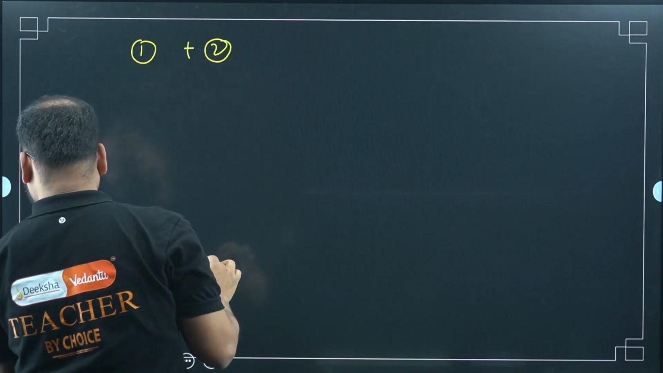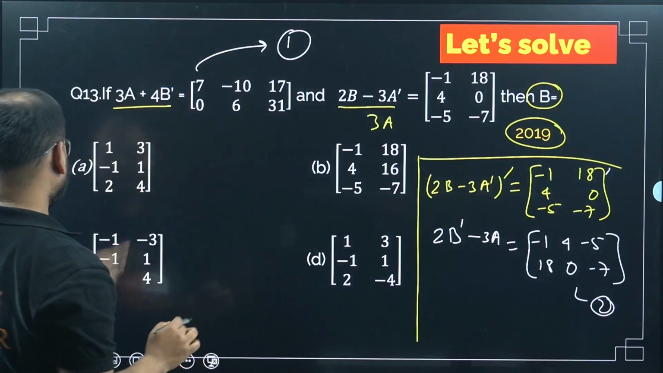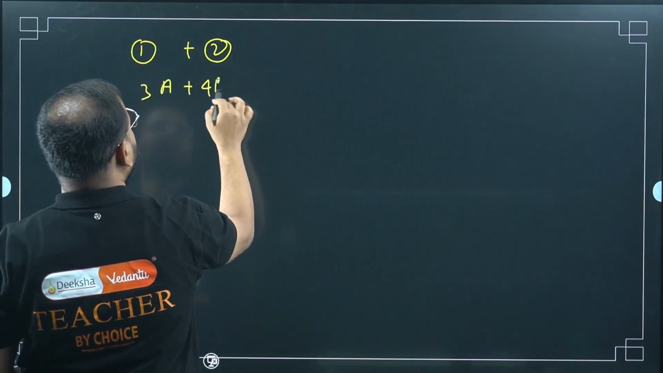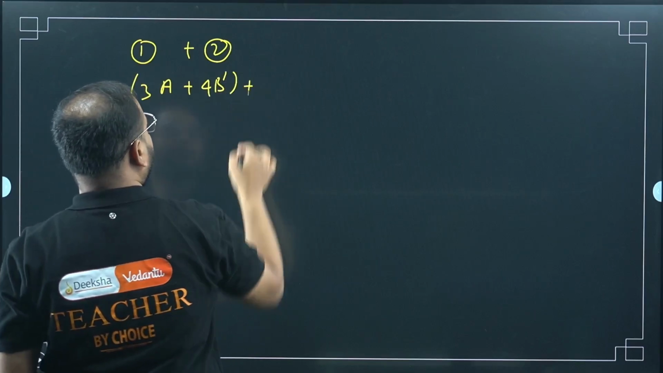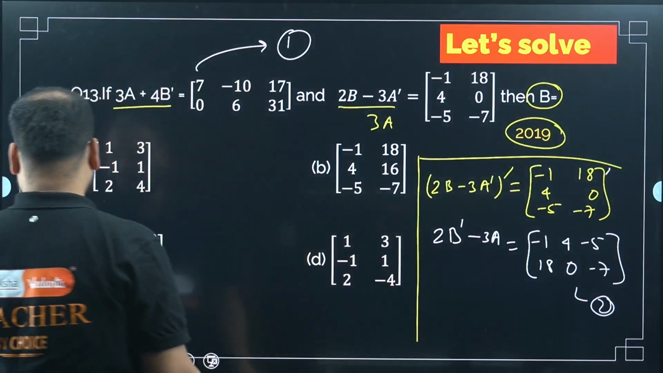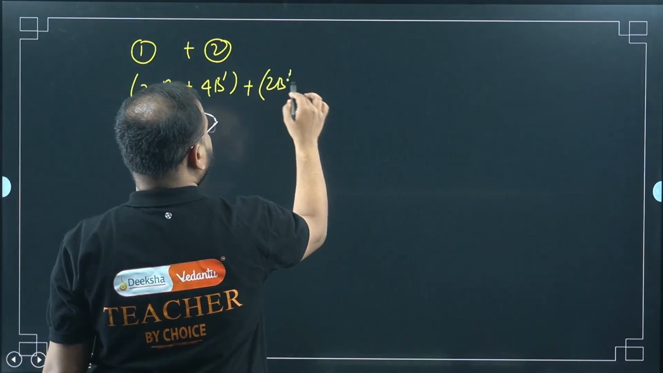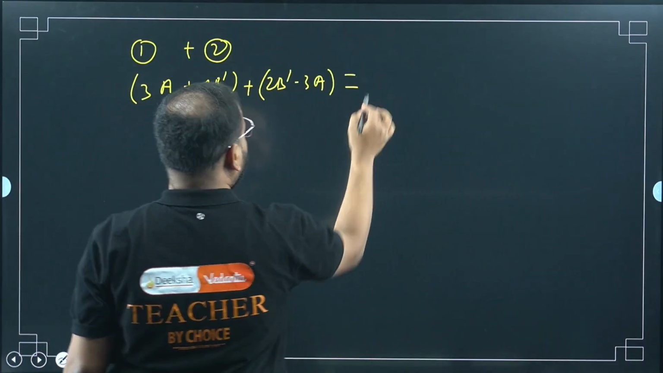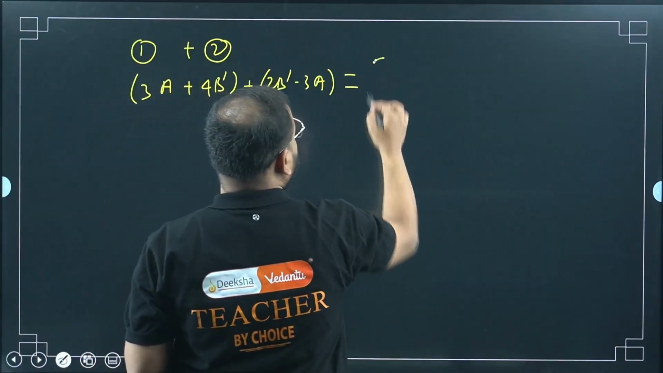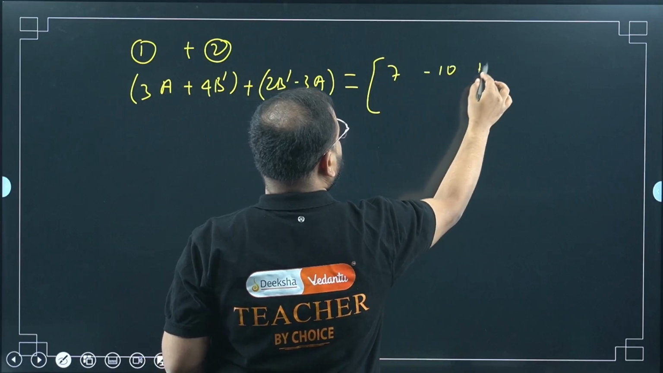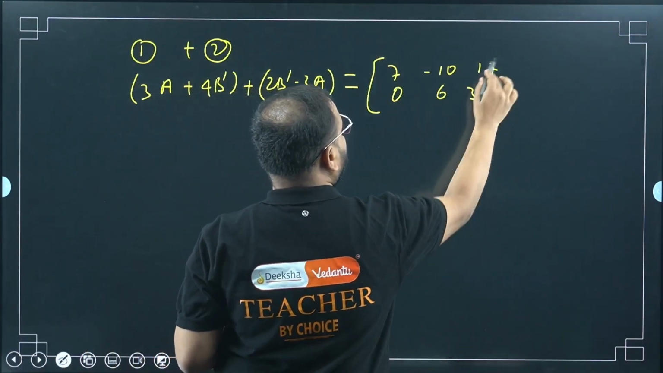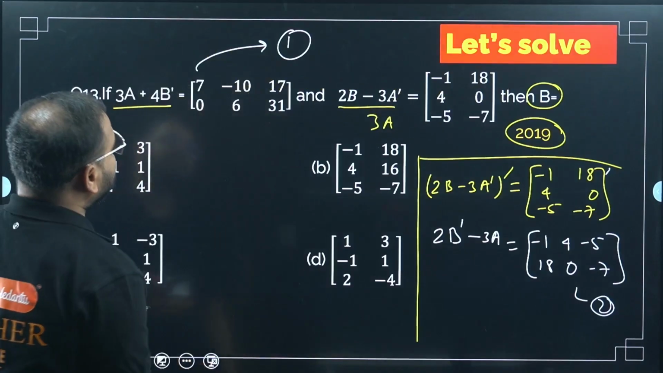So what is my equation looking like? 3a plus 4b dash. Please check here. 3a plus 4b dash. What is my other part? Please check. 2b dash minus 3a. Let me quickly write the matrix also. 7 minus 10, 17. And 0, 6, 31. Correct? 7 minus 10, 17, 0, 6, 31.